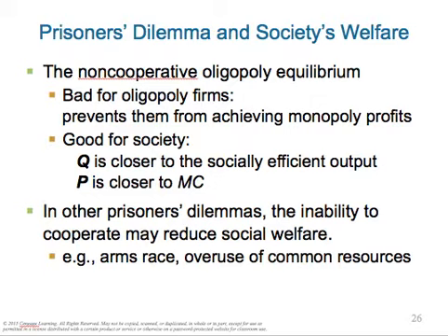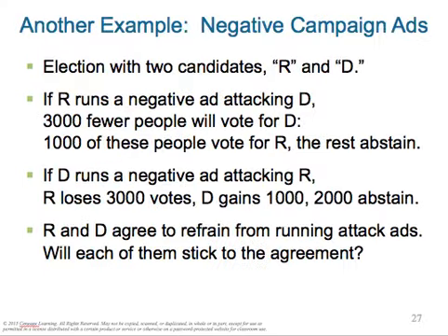The following slide presents another example in which the inability to cooperate reduces social welfare. Okay, so another example is negative campaign ads. The election of 2 candidates, let's say one from R and one from D. If R runs a negative ad attacking D, 3,000 fewer people will vote for D. 1,000 of these people will vote for R and the rest abstain. So there are 2,000 people not voting anymore. If D runs a negative attack on R, R loses 3,000 votes, D gains 1,000, and 2,000 abstain.